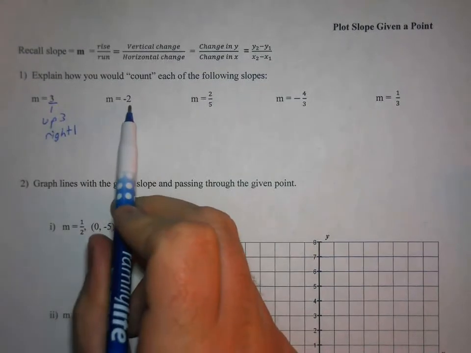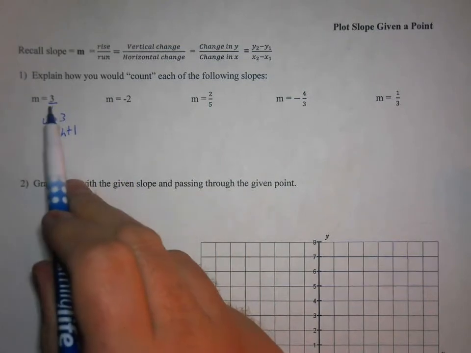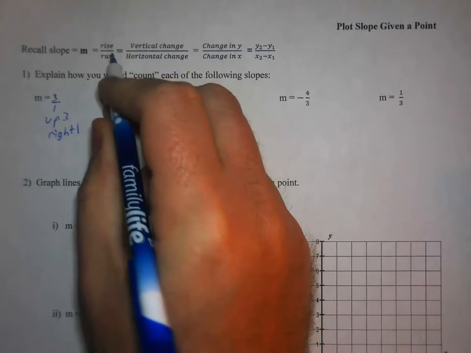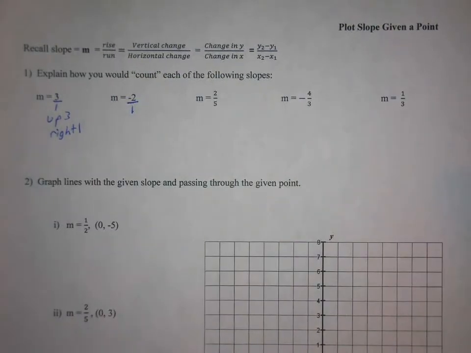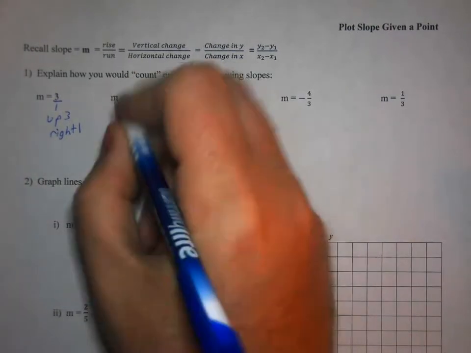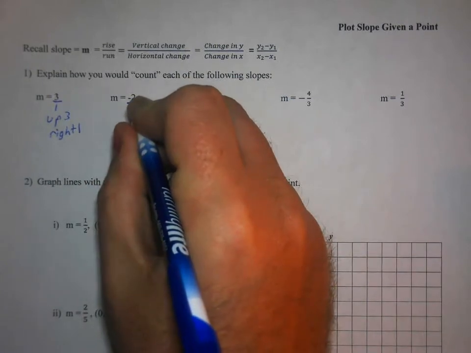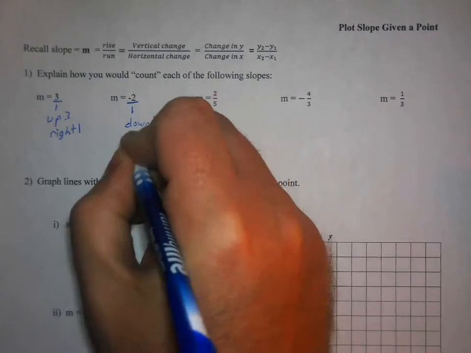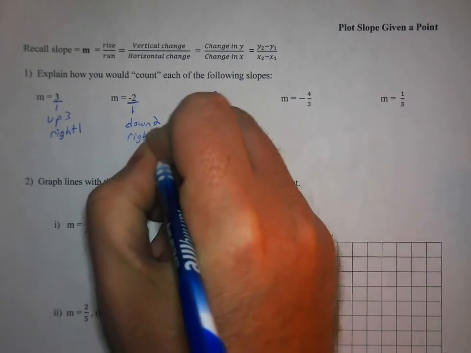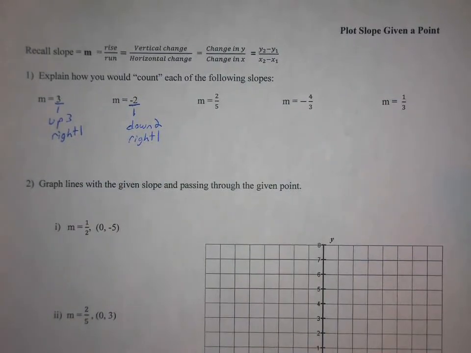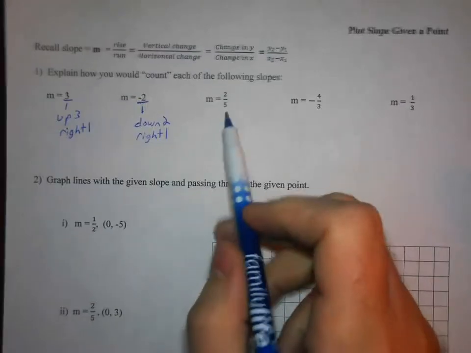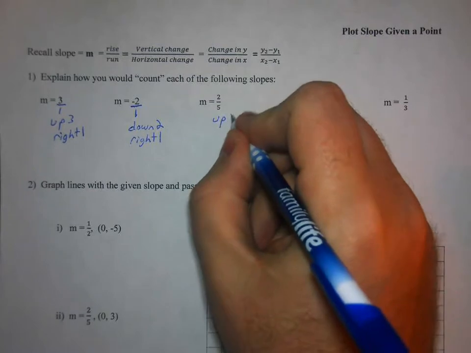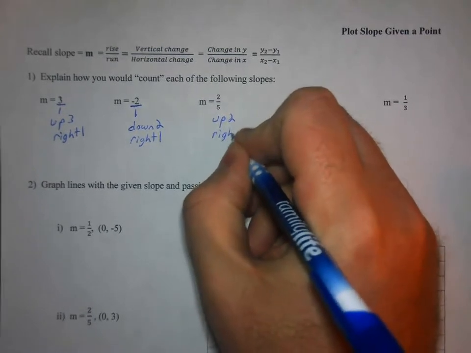For a slope of -2, similar to that first one, it's not a fraction yet, so we can't look at rise over run until we make it a fraction by dividing by 1. So that means a rise of -2 means we go down 2 and to the right 1. The next one is fairly obvious, a slope of 2/5, up 2 to the right 5.